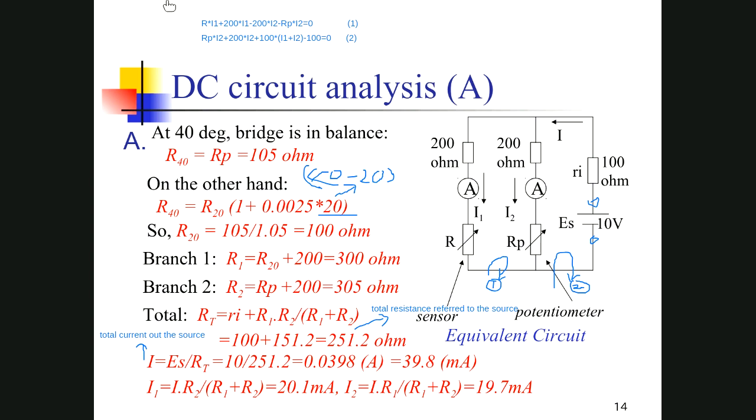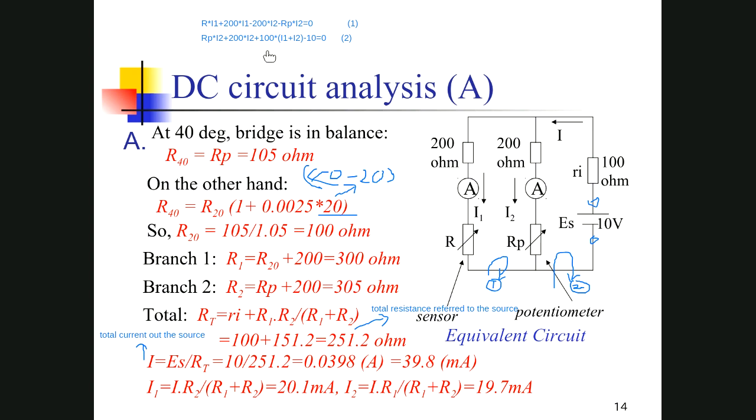Sorry, there is a typo. It is a 10 volt source. Because we now count in the clockwise direction, here is a voltage drop, because the current is in this direction. So we have equation 2.